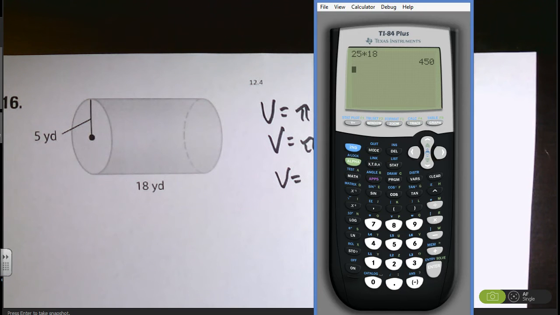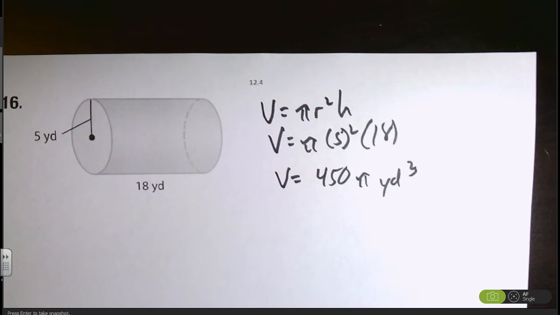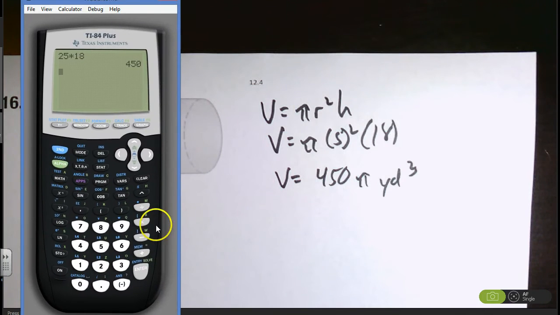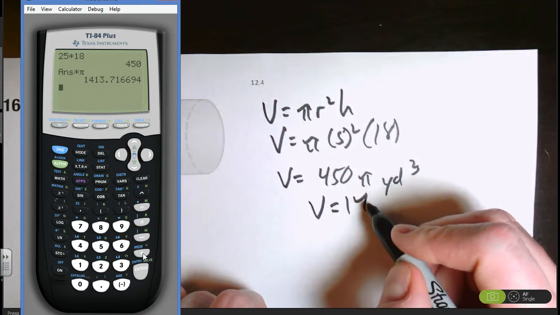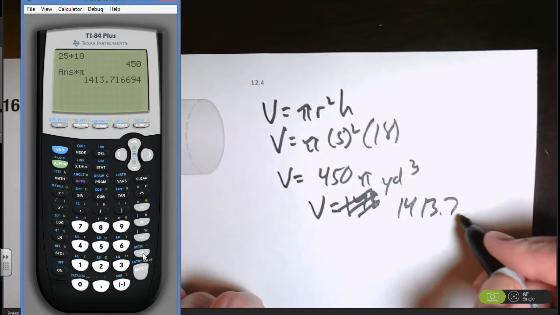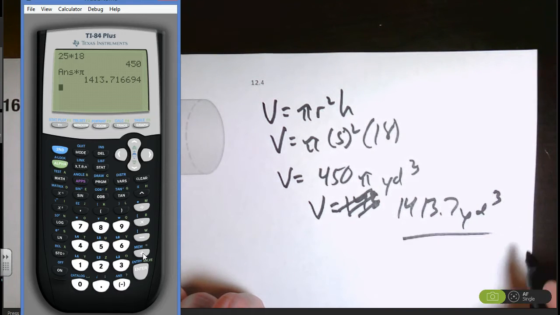So 450 pi cubic yards exactly, and then for a decimal approximation, times it by pi. And we get 1413.7 yards cubed.